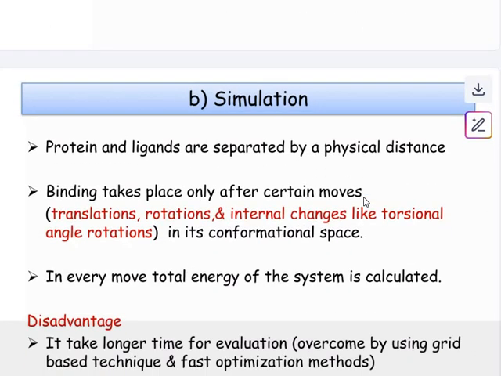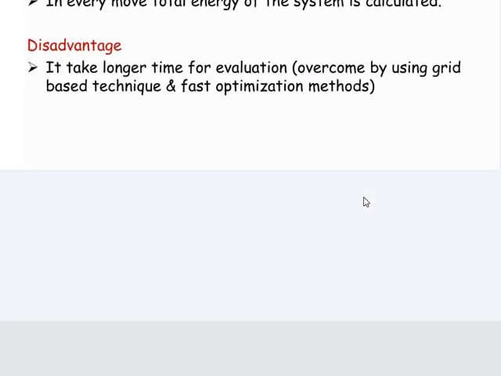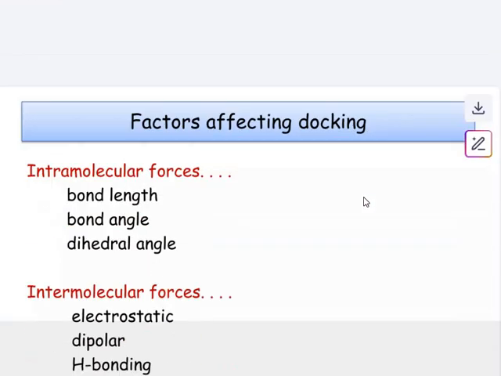Now simulation. Protein and ligand are separated by a physical distance. Binding takes place only after certain moves: translations, rotations, and internal changes like torsional angle rotation, in its conformational space. In every move, the total energy of the system is calculated. What is the disadvantage? It takes a longer time for evaluation, which is overcome by using grid-based techniques and fast optimization methods.